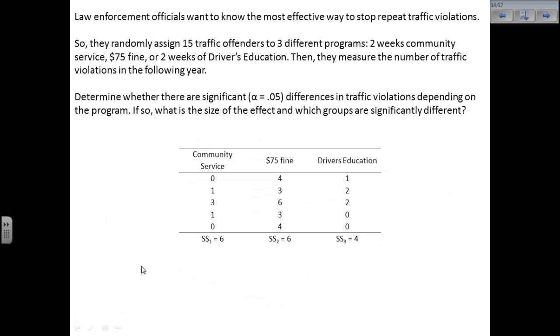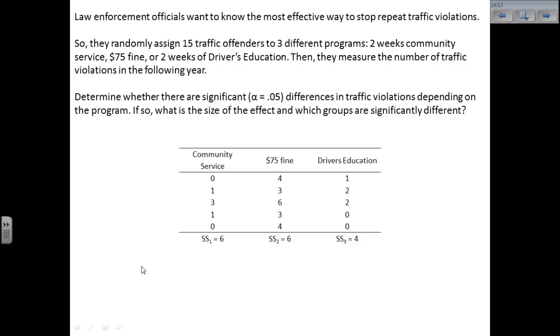So let's go ahead and do one more example of all of the things that you'll do in an ANOVA. Let's say that law enforcement officials want to know the most effective way to stop repeat traffic violations. So they take 15 traffic offenders selected randomly, assign 5 to 2 weeks community service, 5 to receive a $75 fine for a traffic violation, and 5 to 2 weeks of driver's education. And then they measure the number of traffic violations in the following year to see which ones were more effective.